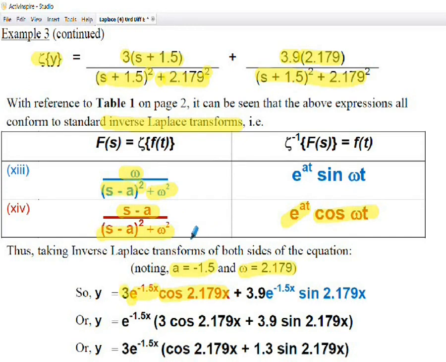Looking at our second fraction, the 3.9 times the 2.179 fraction, we will end up with e to the at again, e to the minus 1.5x in our case, multiplied by the sine omega t, which is the sine of 2.179x in our case. All I'm doing on the next line is factoring out the e to the minus 1.5x, and I'm also factoring out a factor of 3 in the next line. But those are just factorization exercises.